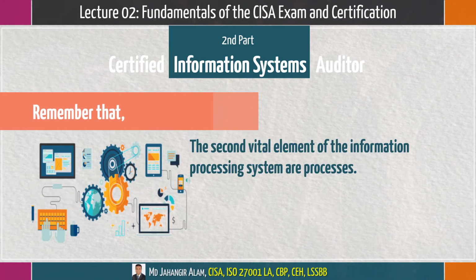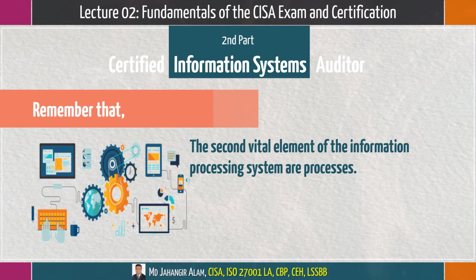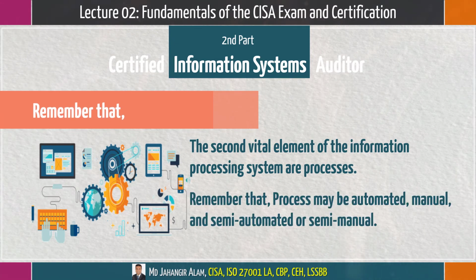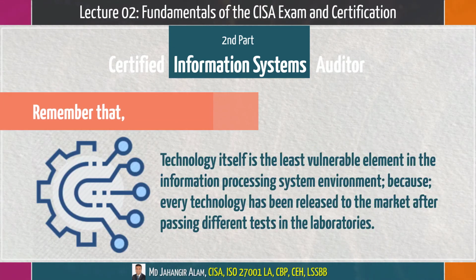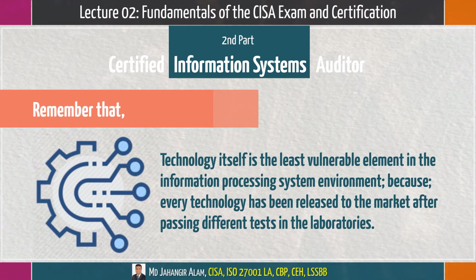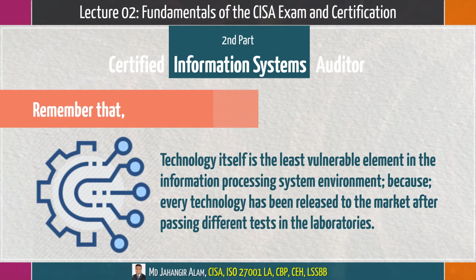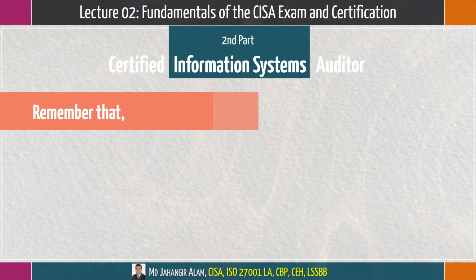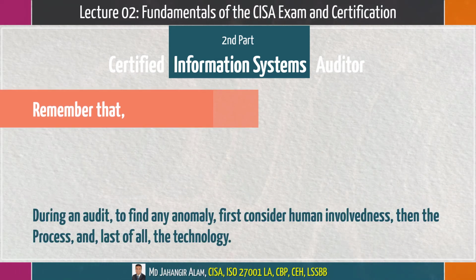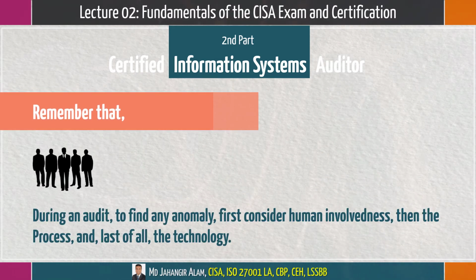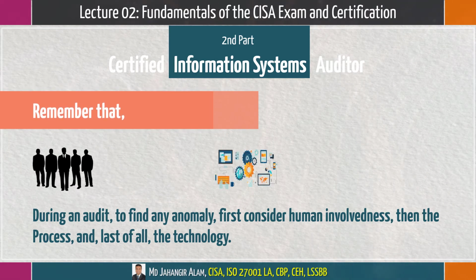The second vital element of the information processing system is processes. Remember that a process may be automated, manual, semi-automated, or semi-manual. Technology itself is the least vulnerable element in the information processing system environment because every technology has been released to the market after passing various tests in appropriate laboratories. During an audit, to find any anomaly, first consider human involvement, and then the process, and, last of all, the technology.